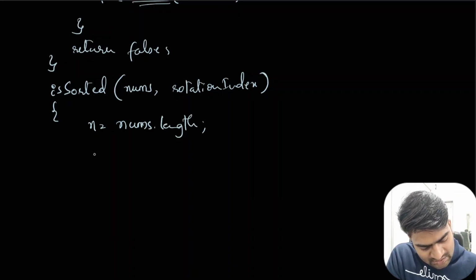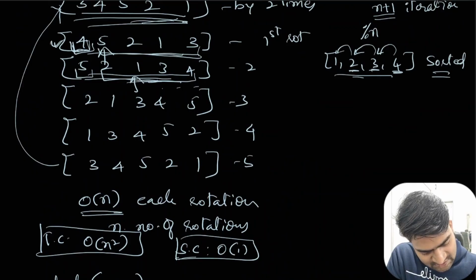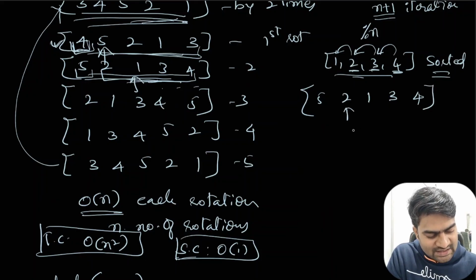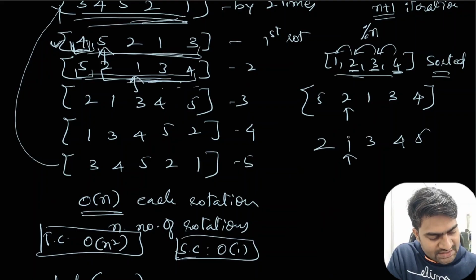Now we will iterate. See, if 5, 2, 1, 3, 4 is my original array and I want to rotate it, then this becomes my starting index, correct? Then from here, I need to check its previous element. So this is my 2, 1, 3, 4, 5. Instead of 2, I'll start from 1 and check whether it is greater than 2. Then the next element, whether it is greater than the previous element, something like this.